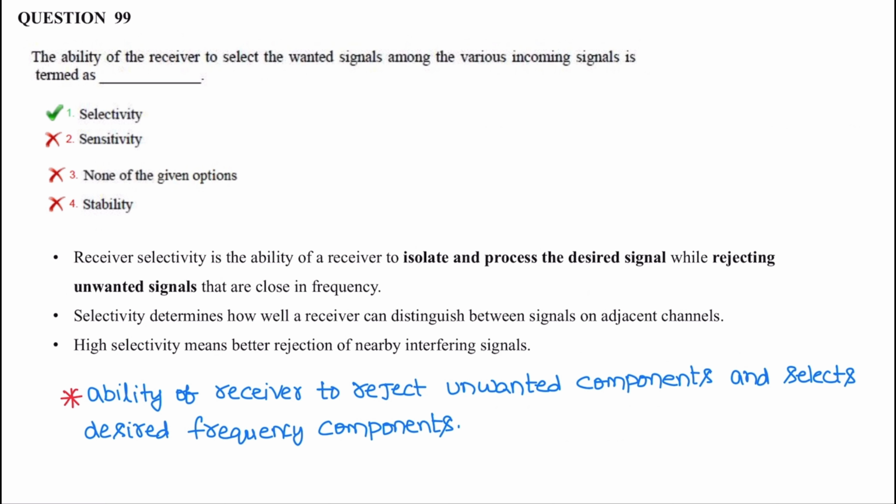Next question. The ability of receiver to select the wanted signal among the various incoming signals is termed as. So selectivity. Correct answer is selectivity. Receiver selectivity is the ability of receiver to isolate and process the desired signal while rejecting unwanted signals that are close in frequency. This selectivity determines how well a receiver can distinguish between signals on adjacent channels. High selectivity means better rejection of nearby interfering signals. The ability of a receiver to reject unwanted components and select the desired components is selectivity.